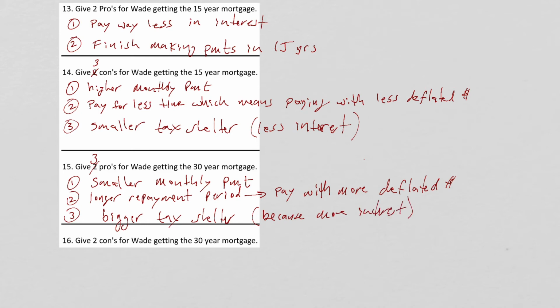So in other words, it's not a completely fair comparison to just say I'm paying this many more dollars in interest, because you're able to write off some of that interest against your income. All right, number 16.